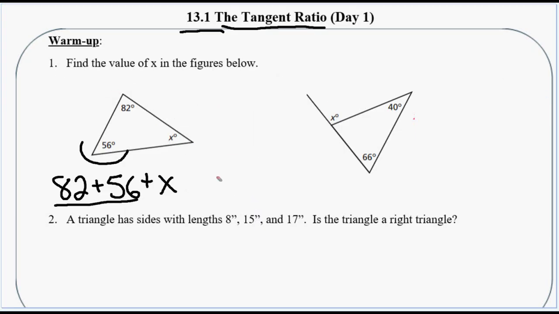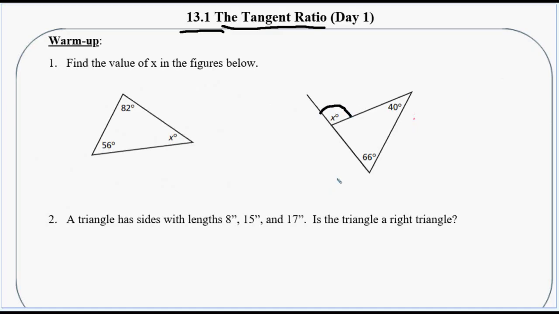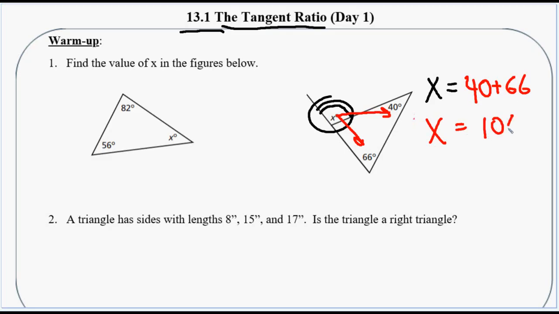All right, in the other one, notice angle x that we're looking for is now outside of the triangle. We have the other two angles in the triangle, the remote interior. And if you remember the exterior angles theorem, it says this exterior angle x is equal to the two remote interiors. So that would be the angles not touching x down here. So if we add together the 40 and the 66, our angle x is 106 degrees.